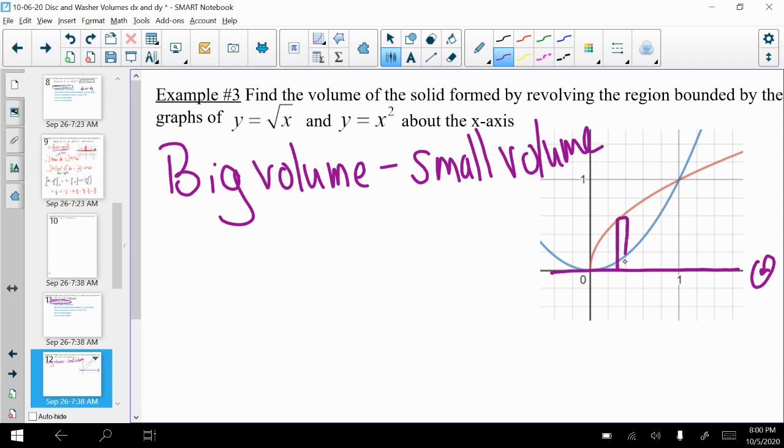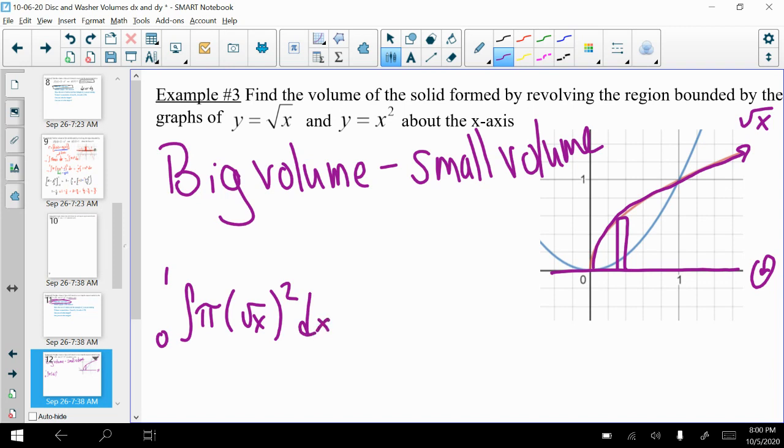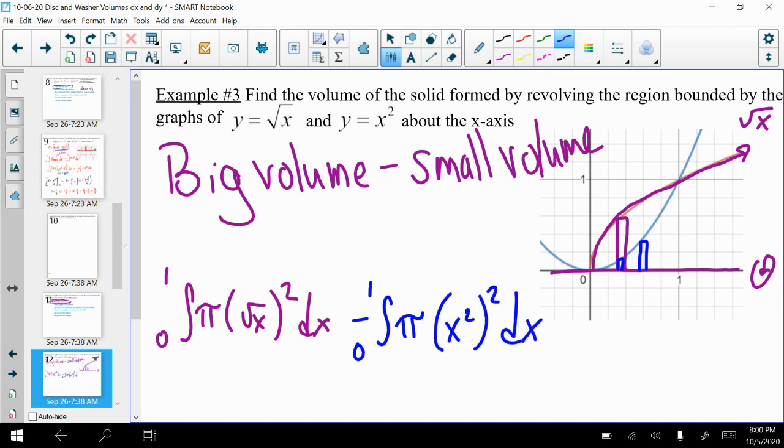So our big volume would be to the outside. This would be if it were solid, right? So that would be the integral from 0 to 1 of pi. That radius, let's see, that's this graph, right? That's my square root of x graph. So that would be square root of x squared dx, okay? Then we want to take out this small volume, right? This that's underneath, that's going to be empty. So minus 0 to 1 pi x squared dx.